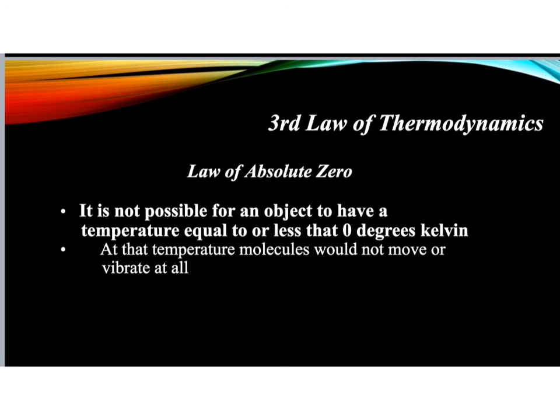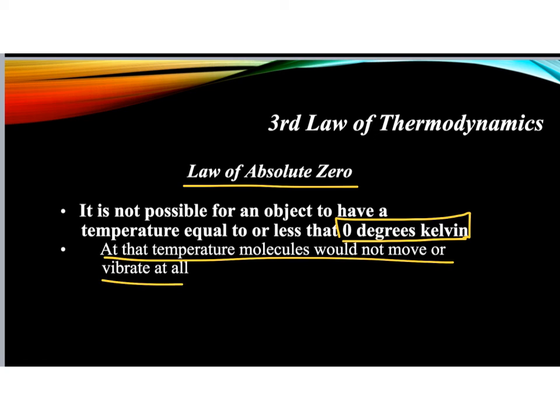And our third law of thermodynamics is the law of absolute zero. So this is really a theory, and it says that it's not possible for an object to have a temperature equal to or less than 0 degrees Kelvin. So absolute zero is 0 degrees Kelvin, and what it says is that at that temperature, molecules would not move or vibrate at all. Now, this has not been proven necessarily, but if an object did reach this temperature, then it's saying that the molecules in that substance would cease to move and they would not vibrate at all.